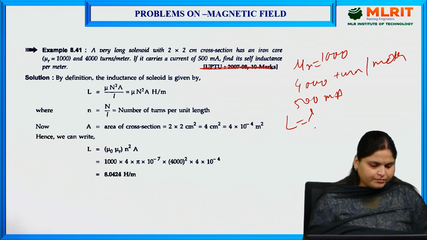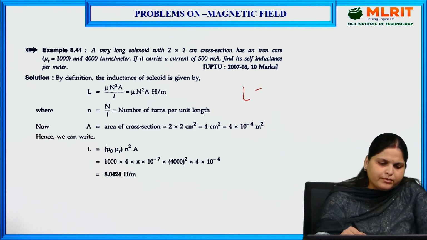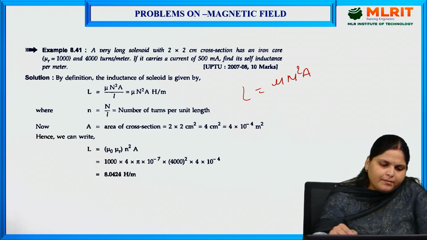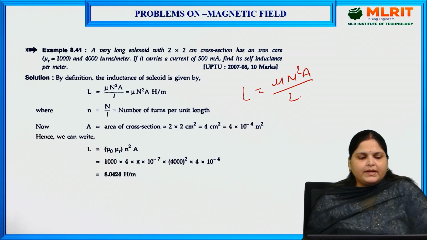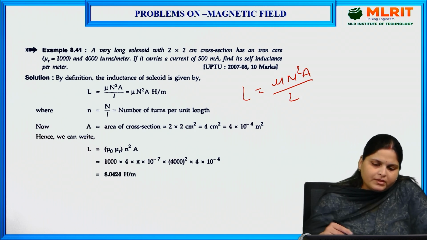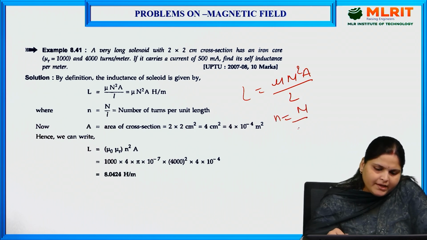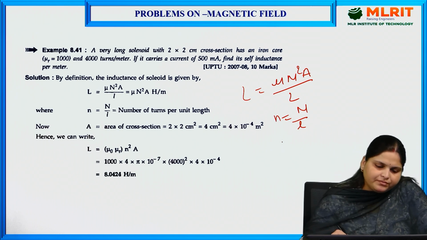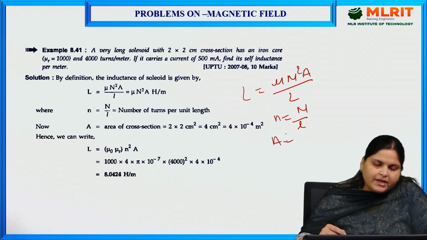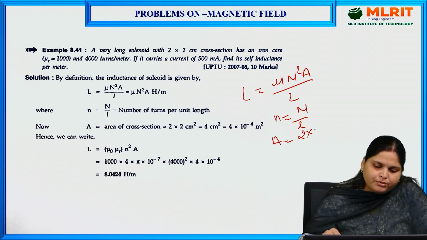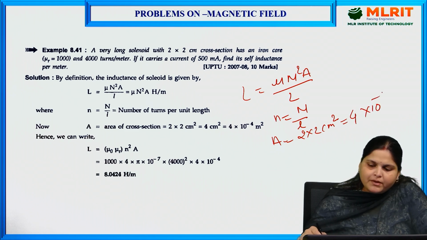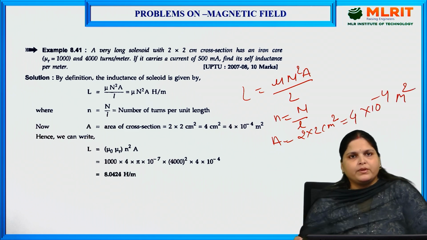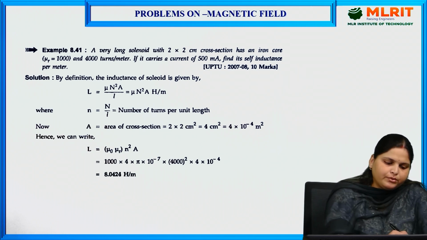So we have the formula L is equal to mu n square A by L, right? Now n is equal to N by L, meaning the number of turns per unit length, and A is the area of cross section, which is given as 2 into 2 centimeter square. So we can write it as 4 into 10 to the power minus 4 meter square. This is the area, right?